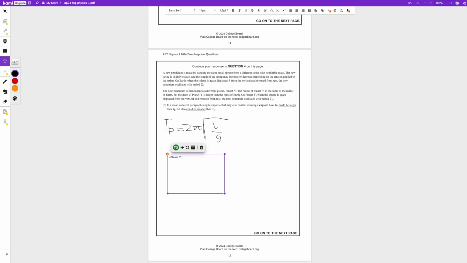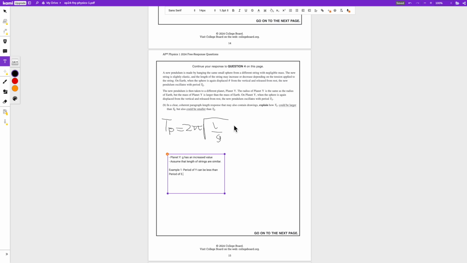Planet Y, g, has an increased value. And we can assume that the length of the strings are similar. Since the only thing changing is the value of g, if planet Y has an increased value of g, it's in the denominator, so this as a whole decreases and therefore the period is less. So this is one example of how the period of Y could be less. Example 1: period of Y can be less than period of E because the gravity is greater and therefore this fraction is going to be decreased.